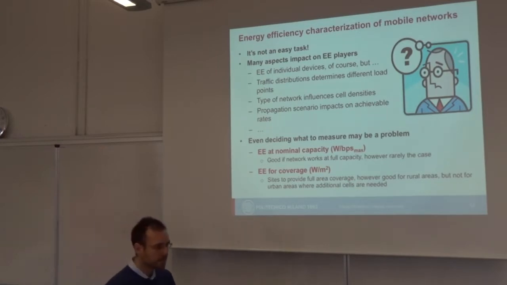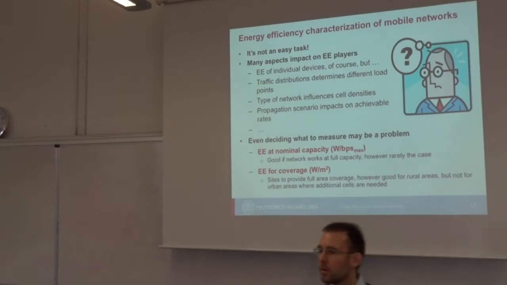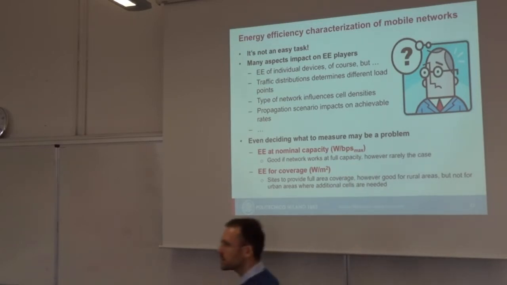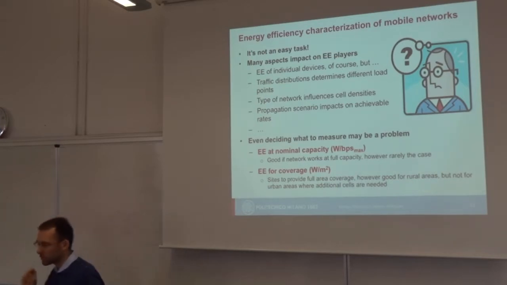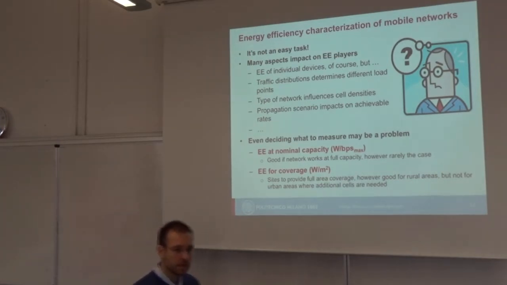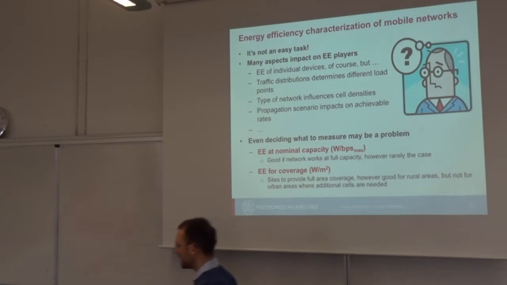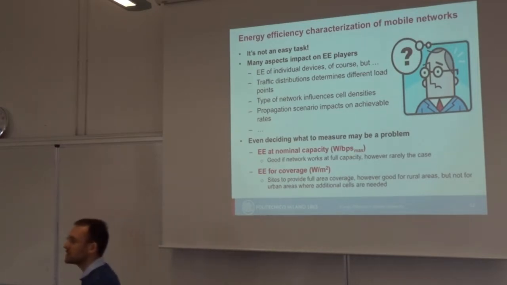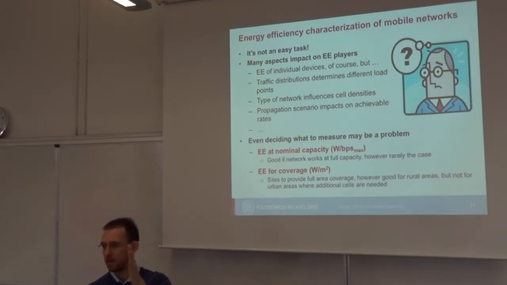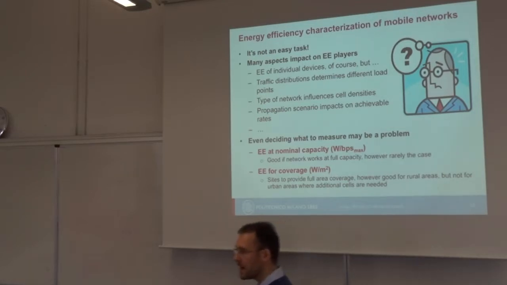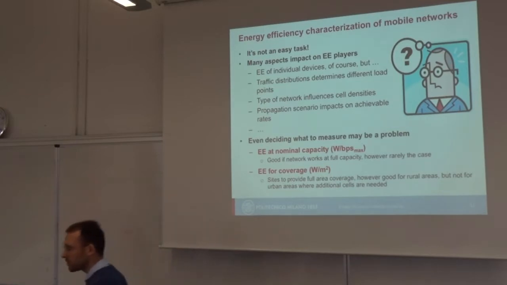And what I was mentioning is that deciding what to measure is a problem. For instance, okay, we know that we can measure the energy efficiency as watt over bit per second, but which value of bit per second do you want to use? One idea could be, okay, we know the power consumption of our device, of our transmission. We know that this technique can provide us a nominal capacity of C bit per second, so the energy efficiency is watt over the nominal capacity of your device. However, it means that you are considering that your device is always transmitting at the highest rate possible.